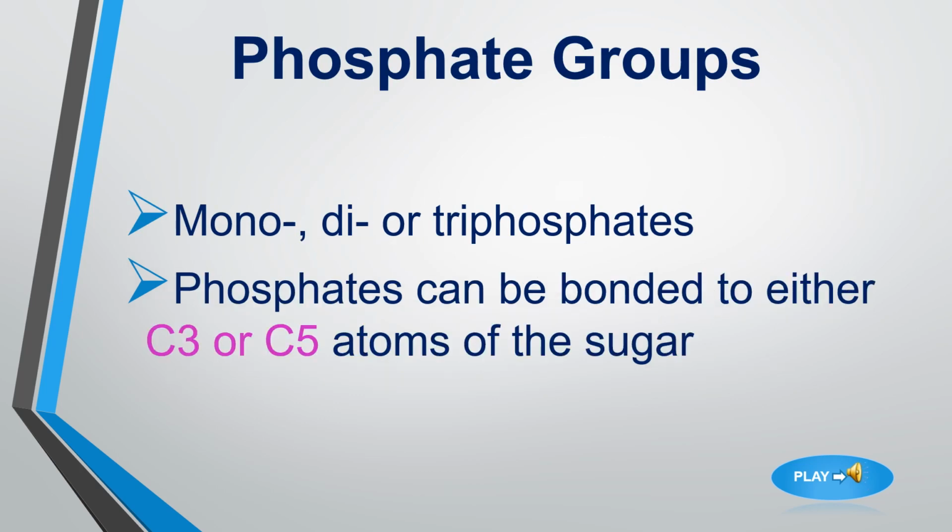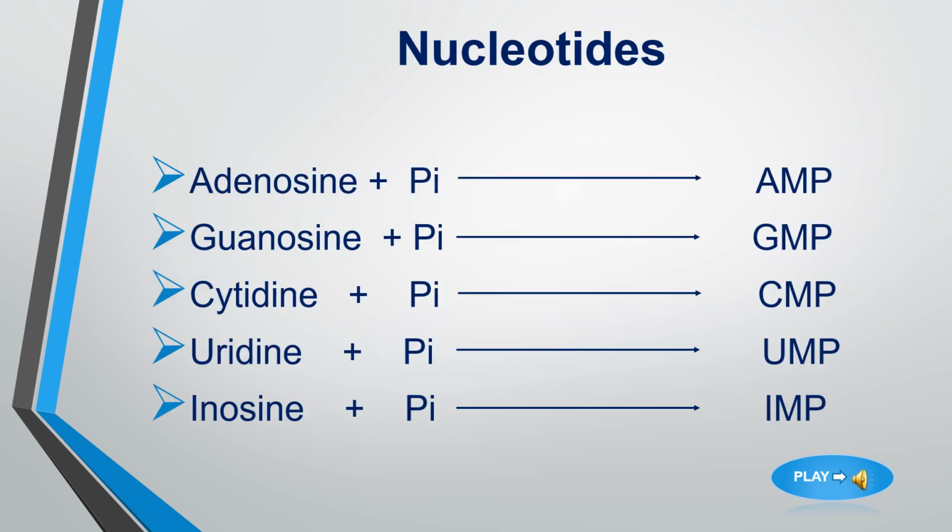Phosphate groups are of three types: monophosphate, diphosphate or triphosphate. Phosphate can be bonded to either the C3 or C5 atom of the sugar. Examples of nucleotides: adenosine monophosphate, guanosine monophosphate, cytidine monophosphate, uridine monophosphate, and inosine monophosphate.